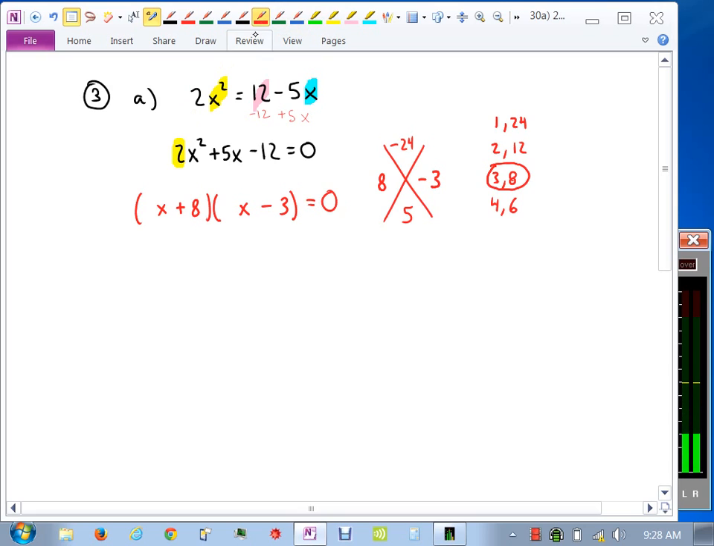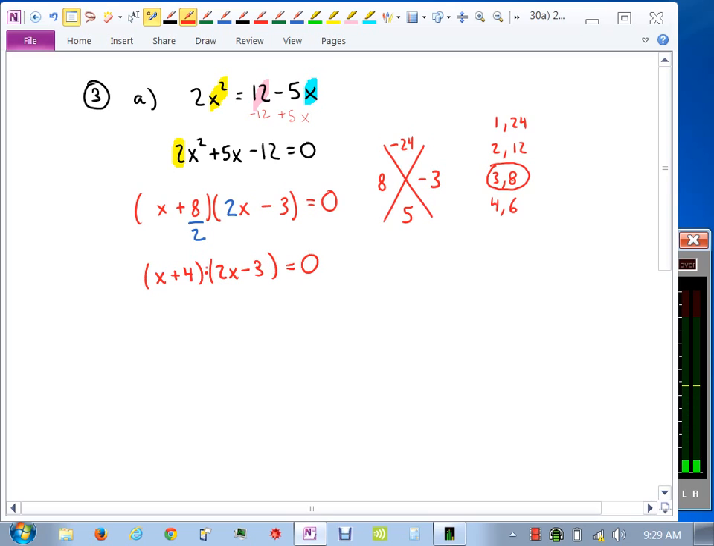Then I have to grab that all-important 2. I have to take that 2, and I either need to take the 2 and put it in front here and underneath here, like this, or I can do it the other way around. And I could put the 2 here and the 2 underneath the 8, which is what I'd like to do because 8 divided by 2 is 4. So I think that would be better. So I'm going to put my 2 in front here and then the 2 under the 8. So what I get is x plus 4, and then over here 2x minus 3 equals 0.